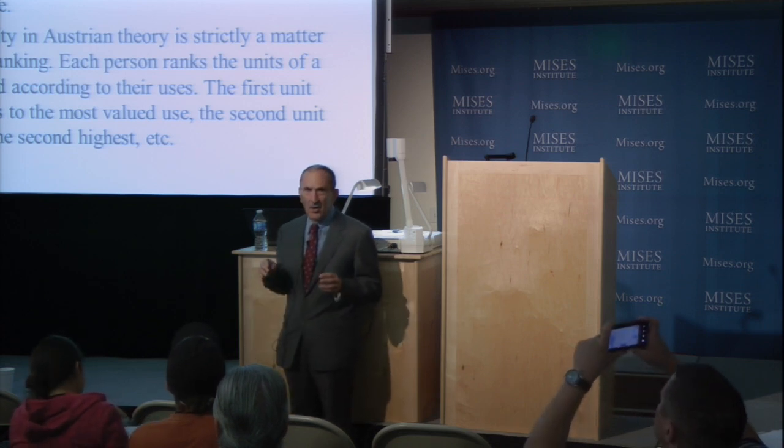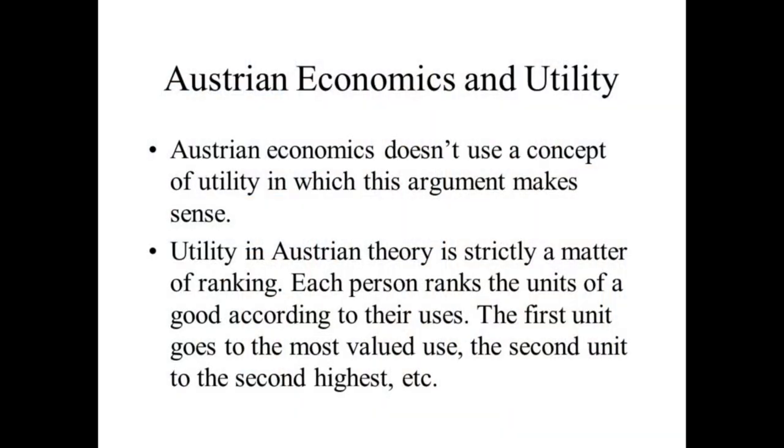In Austrian economics, we don't have a concept of utility in which this kind of reasoning would make sense. Because in Austrian economics, remember, utility simply means your preference ranking for something. So when I have certain alternatives open to me, I just rank these alternative actions in the order that I want them. I have a choice between doing various actions. So I rank, say, this is the one I most prefer to do, this is the one I next most prefer, and so on. Then if I have a good such as money available, I would allocate the first unit to my most highly valued use, the second unit to my next most highly valued use, and so on.